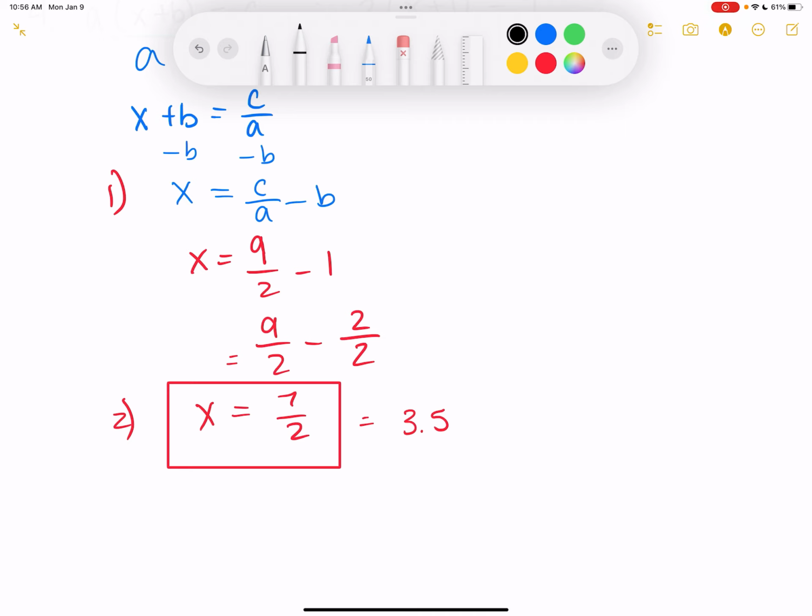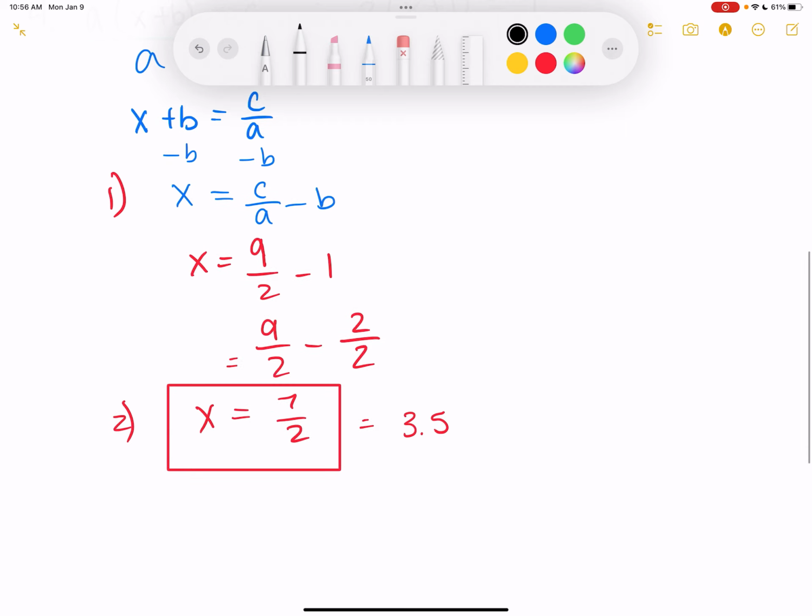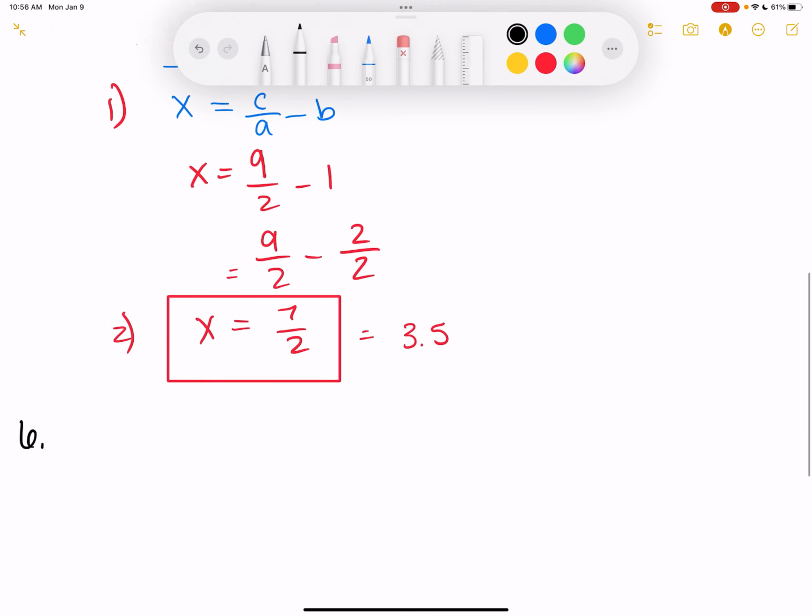So. Let's see. Number 6. X divided by A is equal to B divided by C, and x divided by 8 is equal to 4.5 divided by 12.